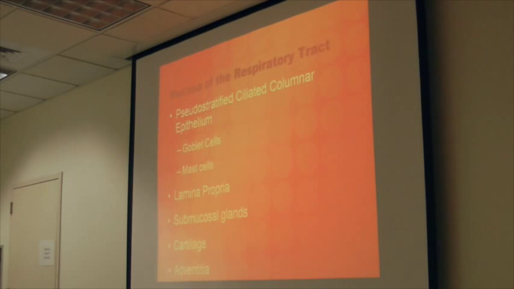Next on your list is lamina propria. This is connective tissue below the epithelium. And connective tissue is just supporting tissue. Below that is submucosal glands. The submucosal glands are the major source of secretions in healthy lungs.